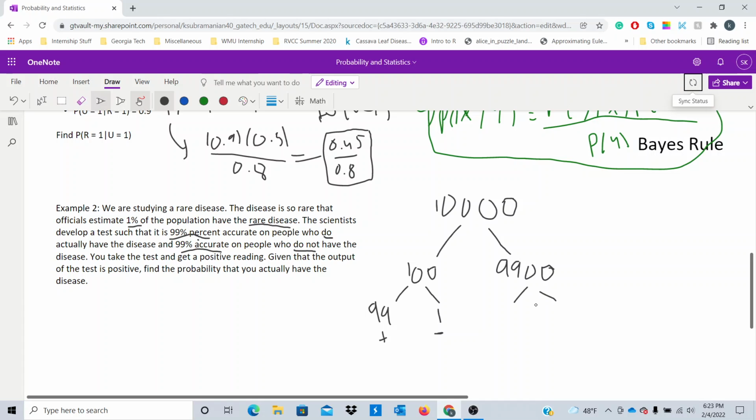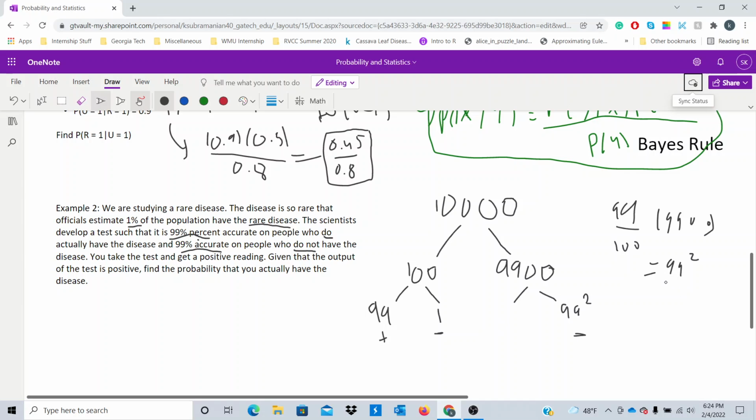Now let's do the same type of scenario on people who do not have the disease. We said that the test is 99% accurate on people who do not have the disease. That means if somebody does not have the disease, then 99% of the time the test will give a negative reading to indicate that the person doesn't have the disease. So we need to take 99% of 9,900. What is 99 over 100 times 9,900? That's going to be 99 squared people, right? So 99 squared people will actually test negative, because the test is 99% accurate on people who do not have the disease.